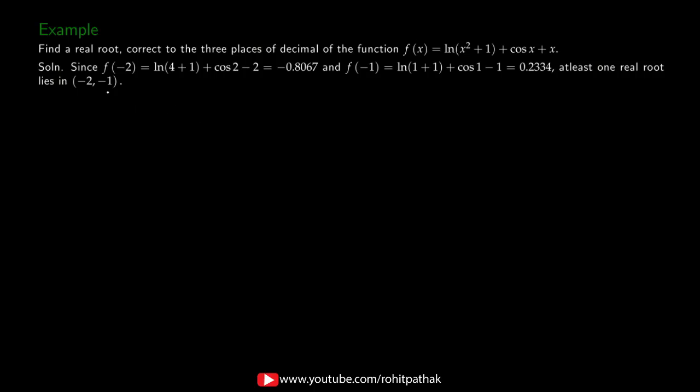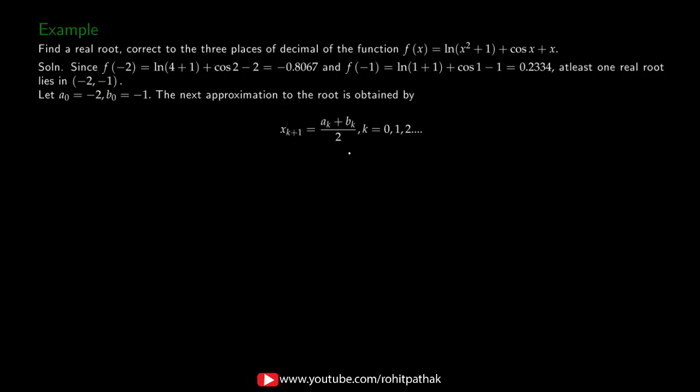So the root lies in the interval -2 to -1, because f(-2) is negative and f(-1) is positive. So take a0 as -2 and b0 as -1. The next approximation to the root is obtained by the bisection method as x(k+1) = (ak + bk)/2. This is the formula for bisecting the interval. Now we calculate the next approximations in the table.